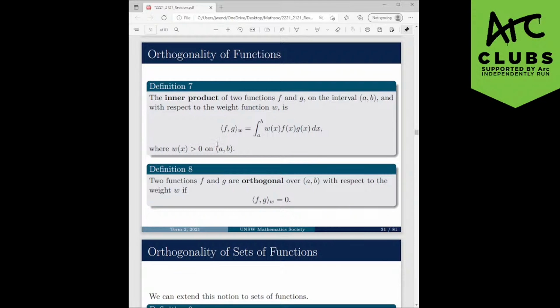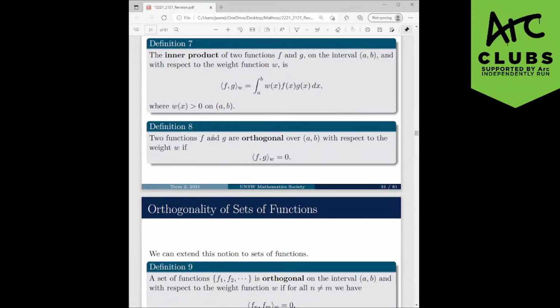Now this weight function is bigger than 0 on a to b, and the two functions are still defined as being orthogonal if your inner product ends up being 0. But this time it's the inner product with respect to the weight w. So w(x) would just be inside your integral.